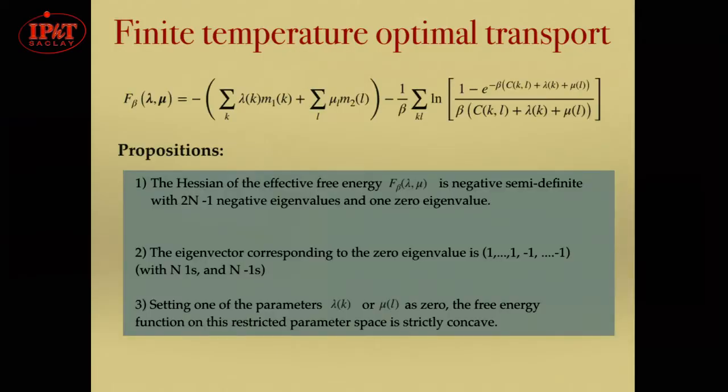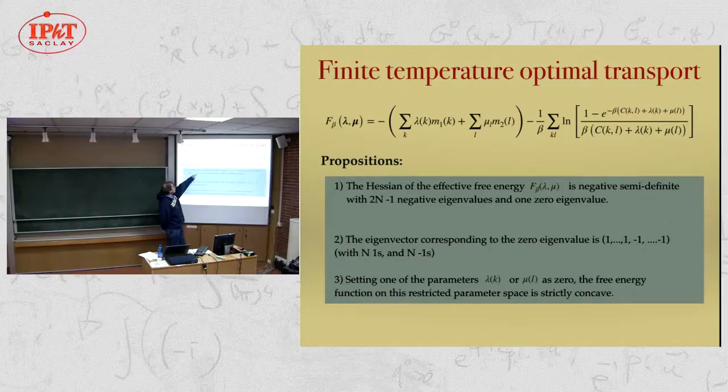Once you have it like that, you go back to the math and you find that the Hessian of that effective energy is negative semi-definite with 2n minus 1 negative eigenvalues and 1 zero eigenvalue. The eigenvector corresponding to the zero eigenvalue has this form. And if you set one of the lambda or mu to 0, you get back to a strictly concave functional.